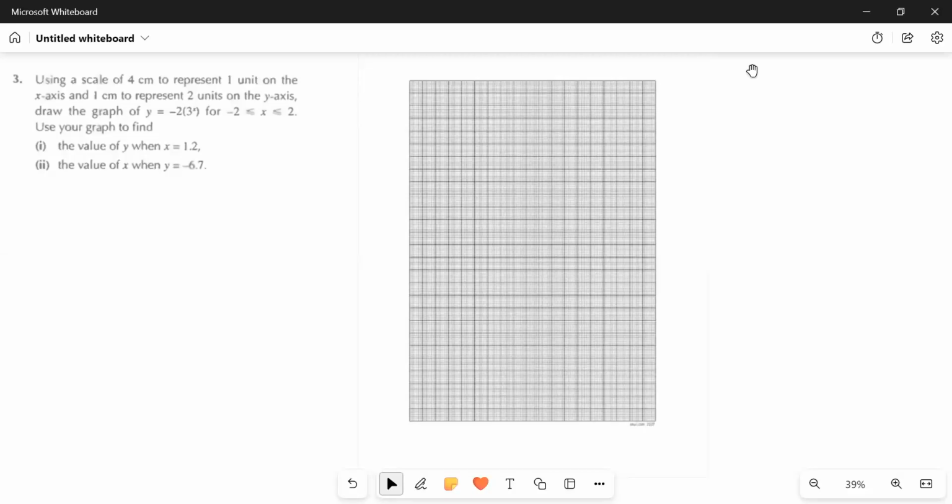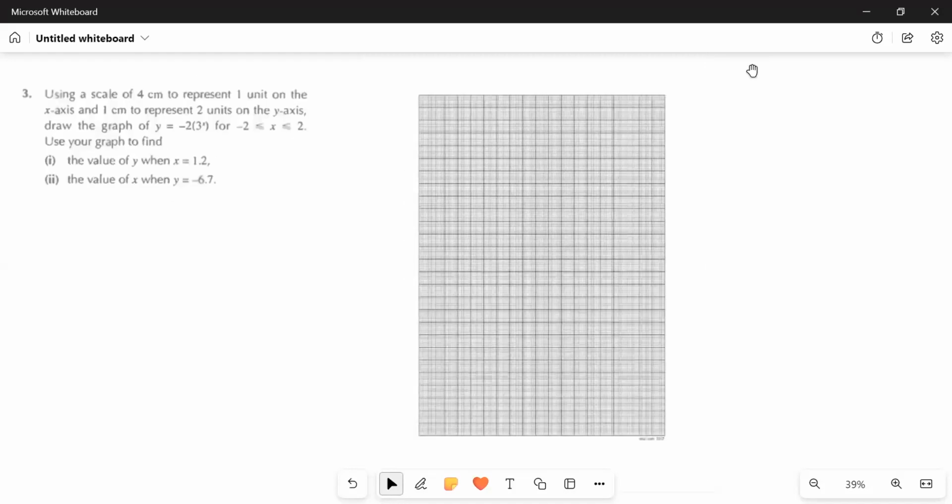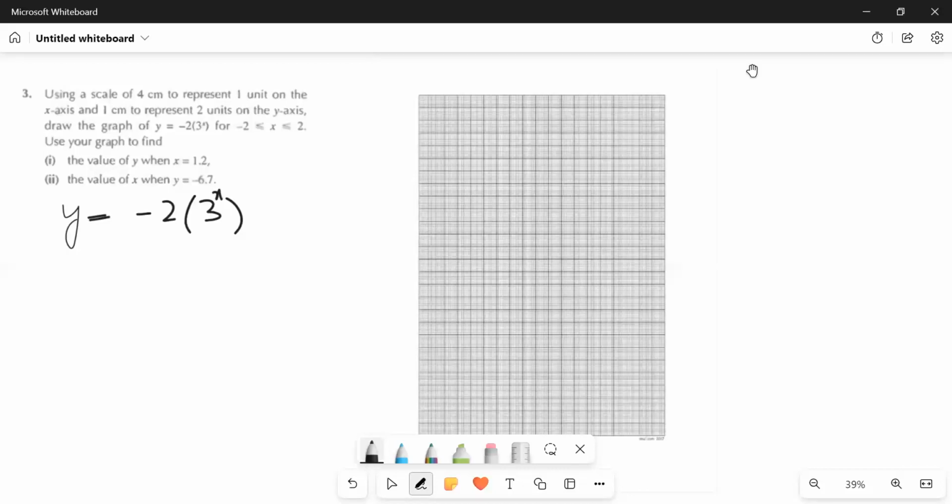Okay. Question number 3, exercise 7b, using a scale of 4 centimeters to represent 1 unit on the x-axis and 1 centimeter to represent 2 units on the y-axis. Then graph y is equal to -2 times 3^x, and the range is between -2 to 2.